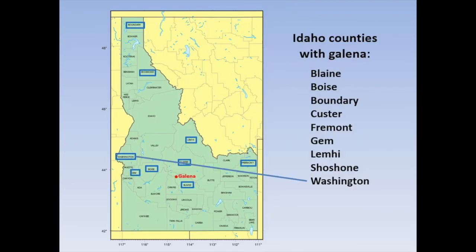And finally, Washington County on the far west side of the state has reported some galena occurrences. Now you can see this is a fairly full list of counties in Idaho with reported galena occurrences. But there are probably galena occurrences in some of the other counties as well. It's just that they haven't made it into the literature to join this group here. But galena is a common enough mineral that one could expect to find it in a number of different counties.